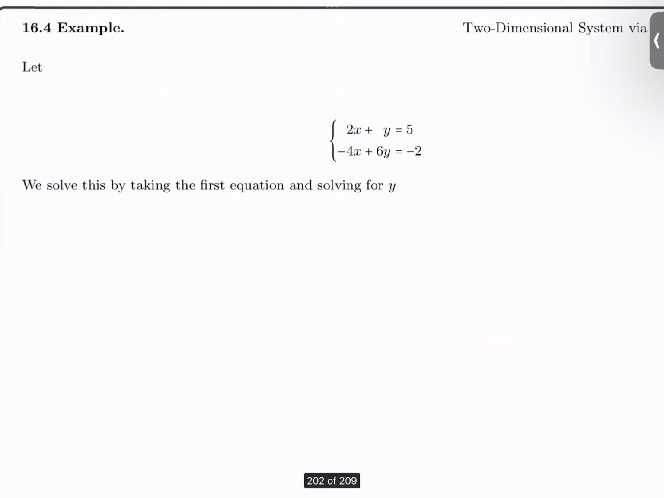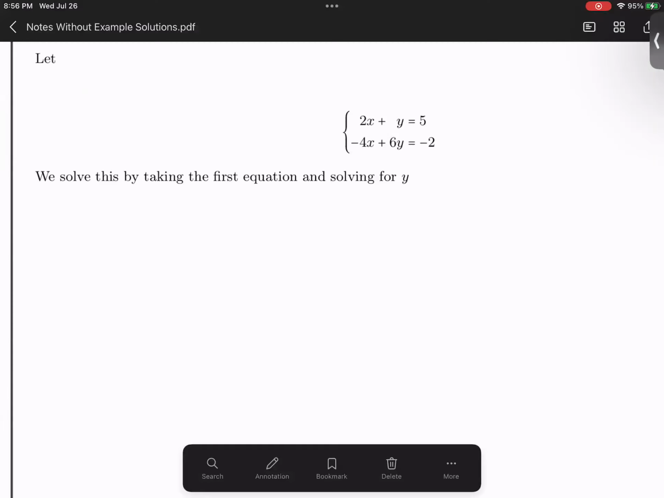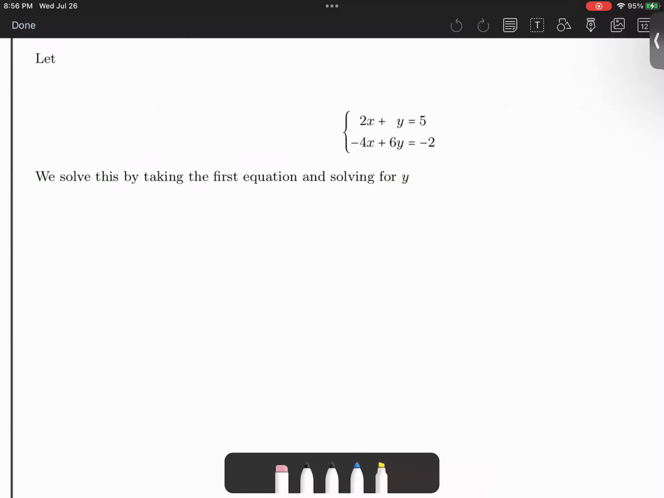So the substitution method says, in fact, let's first copy down the system. We have 2x plus y is equal to 5, but we also need minus 4x plus 6y to be equal to minus 2. So the substitution method says that you take one of your equations, doesn't matter which one, but you take one of them and you solve for one variable. Again, it doesn't matter which one. So let's take that first equation and solve for y. That first equation tells me that y is 5 minus 2x.